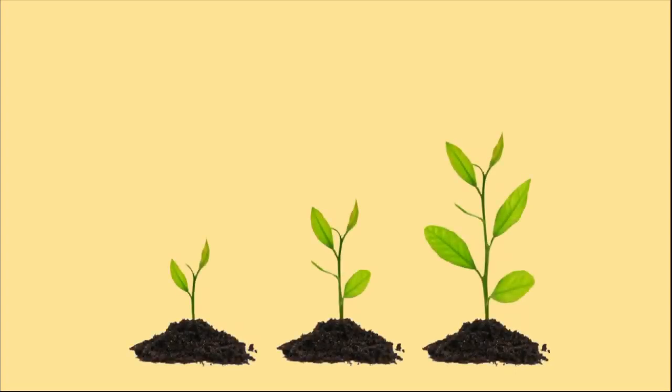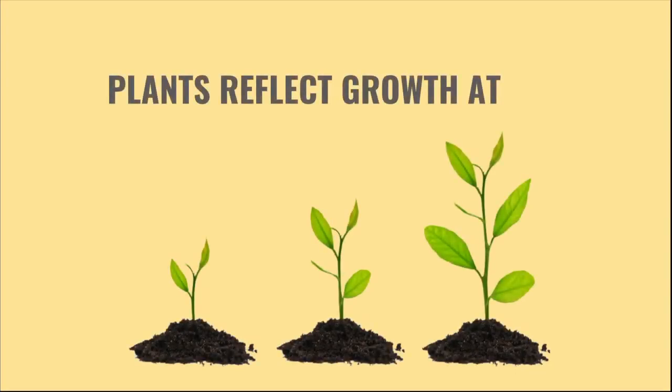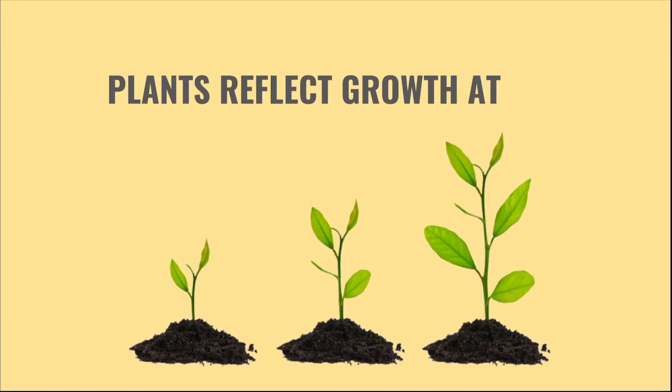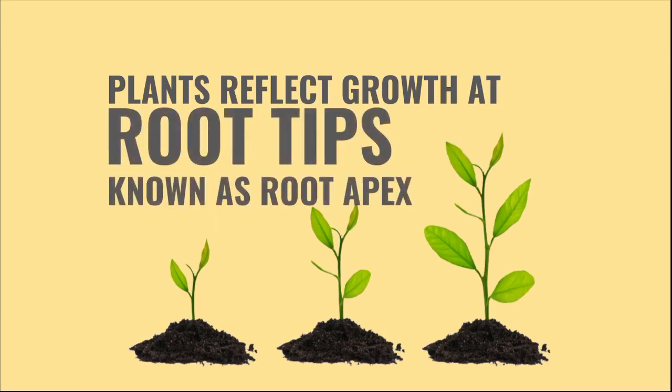Growth of a plant is visible at the tips of its branches, where new leaves and buds can be seen forming. In science, these special places are called shoot apex. Similarly, plants also grow at their root tips, known as root apex. Now the question is how this growth actually happens.